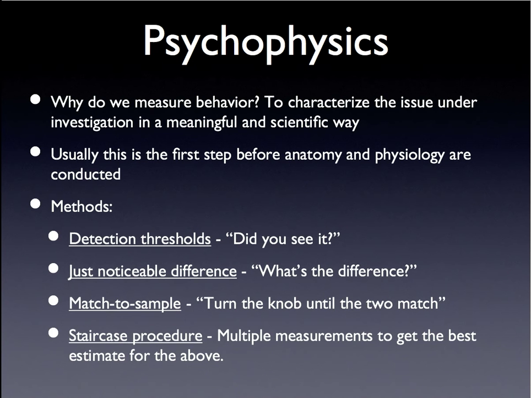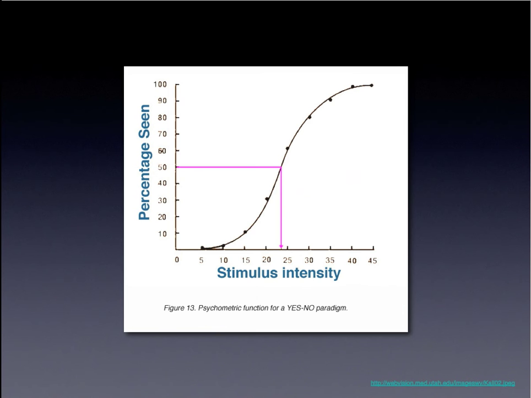For example, the detection threshold method would show a bunch of dimly lit lights, and some of them you'd be able to see, and some of them you wouldn't. And when you find the point at which a person just starts to be able to detect the light, then you can say, that's their detection threshold. We know exactly the point at which they just start to see dim light. But anyway, it's about measuring behavior. And so imagine you had a dimly lit light and you were increasing the intensity from darkness at 0 to 45 candelas, we'll say.